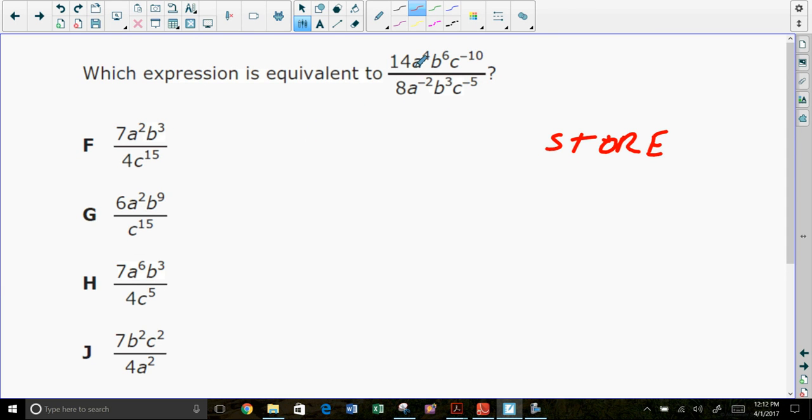Alright, so since we have A, B, and C, each letter will get a different number. So we'll go ahead and put 5 stored into A, 6 stored into B, 7 stored into C. Okay, so that we'll go into our calculator and start doing that.